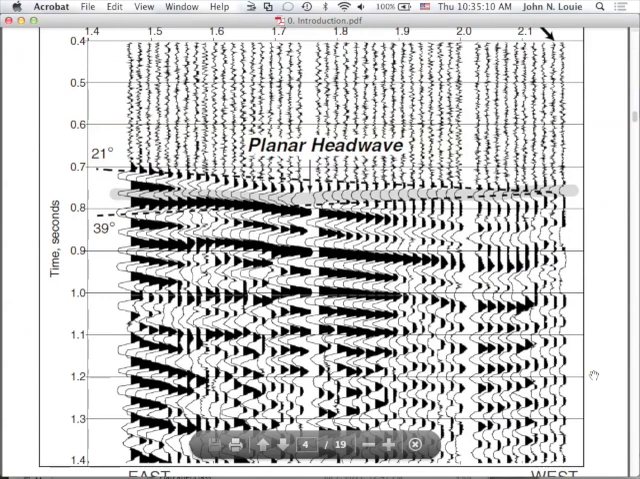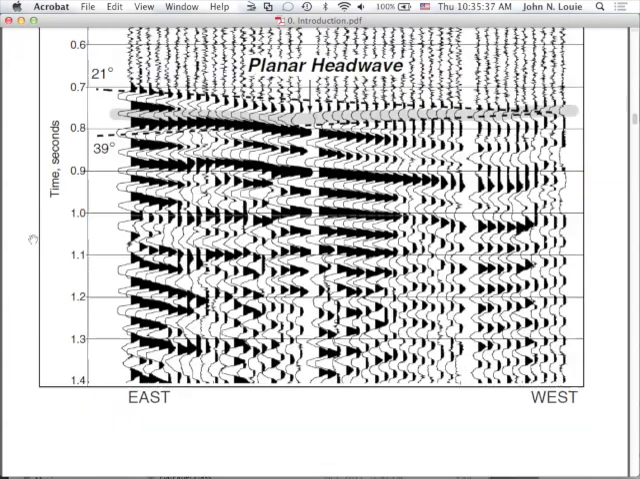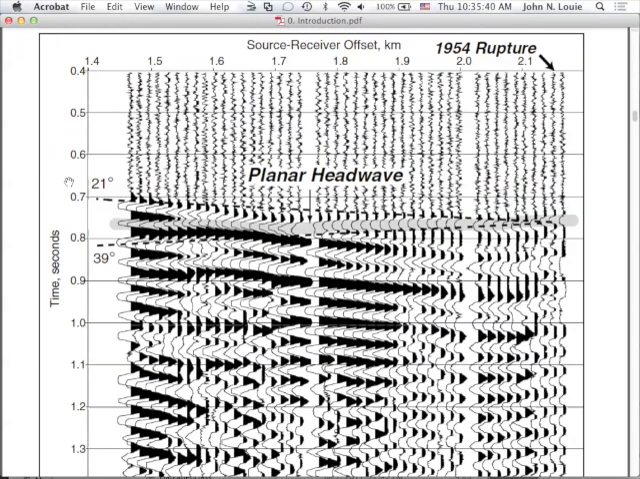Now, here's a display of what I called, for this survey, a medium resolution record. Across the top is source-receiver offset from 1.4 to almost 2.2 kilometers, so a span of about 800 meters. And we're looking at 0.4 to 1.4 seconds of two-way travel time. This is a shot record. The shot is way out to the left, so you can see that the source-receiver offset decreases to the left. At the left side of the classroom here is where the shot is, and zero time is up in the ceiling.